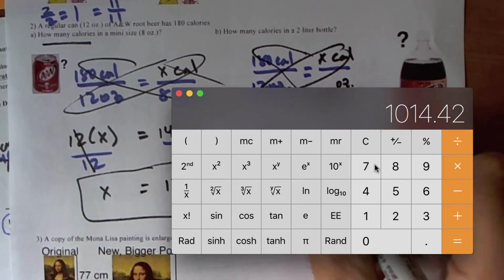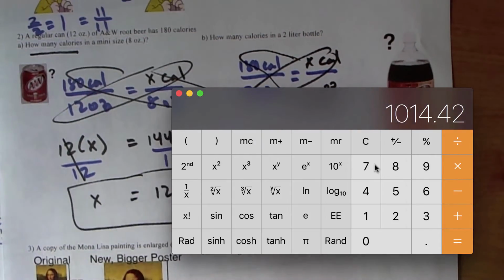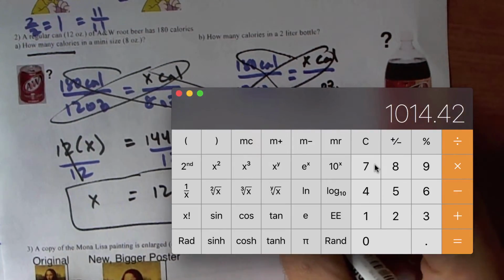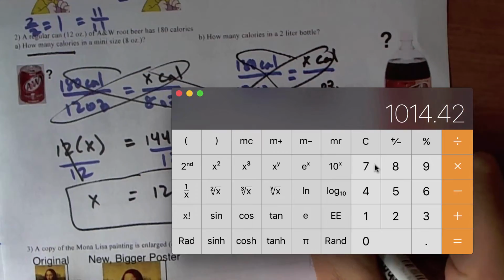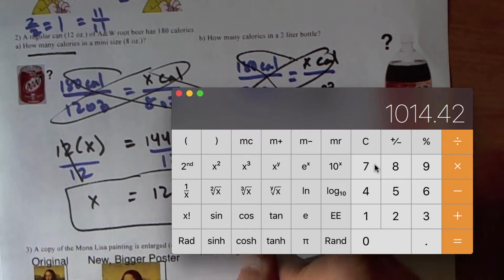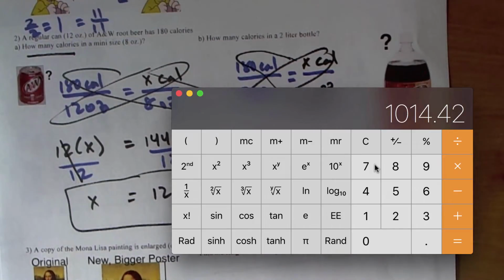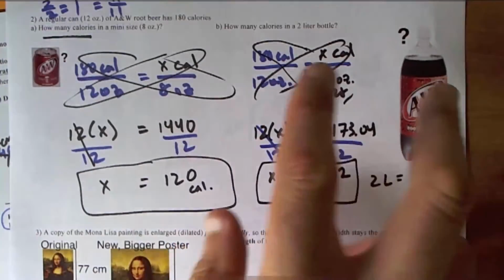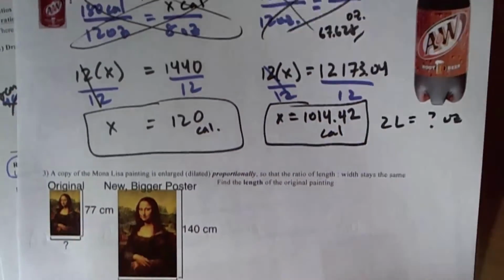Divided by 12, and we see that 1 2-liter bottle, which I probably drank one of those myself at one point in my life, has over 1,000 calories. That's more than half the calories we need for the whole day, including food. So that is pretty intense. So if we're going to drink soda, it might be best to go with this guy here.